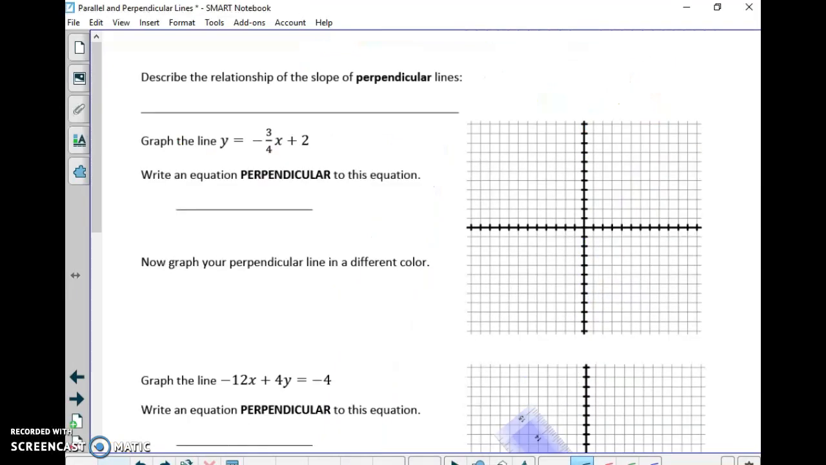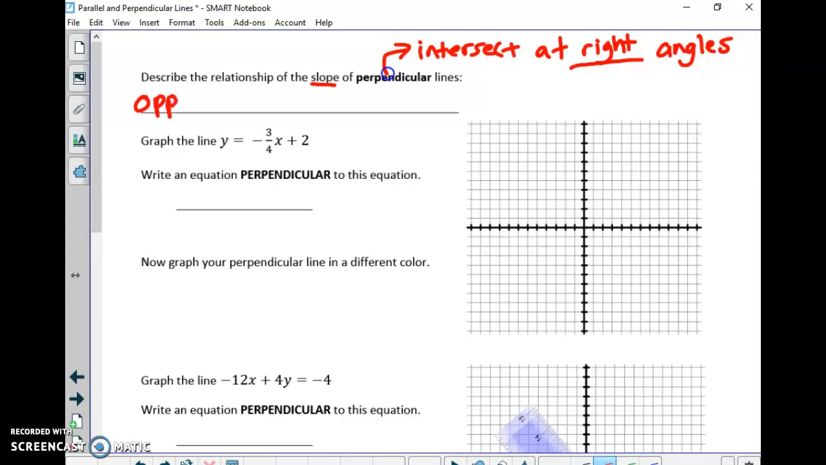So describe the relationship of the slope of perpendicular lines. Remember, perpendicular means they intersect, not just intersect, but they intersect at what angles? What kind of angles do they make? Right angles. Okay, so if it's perpendicular, they make right angles. And we are going to describe the relationship of the slope. Go ahead and write in this blank. They have opposite reciprocal slopes.